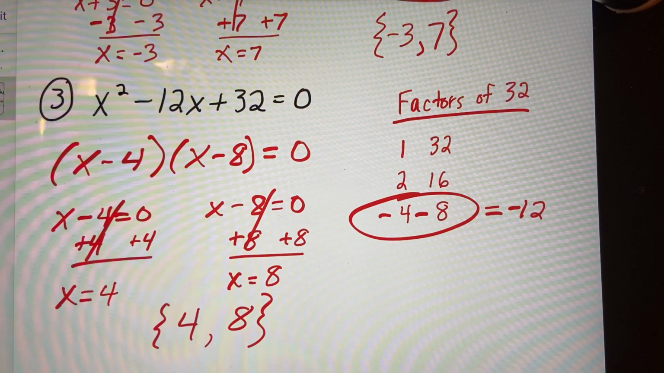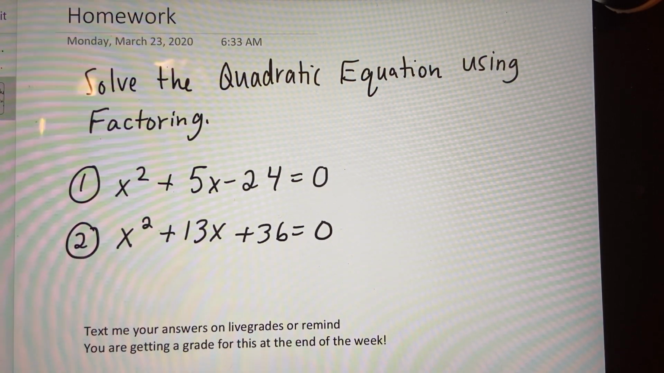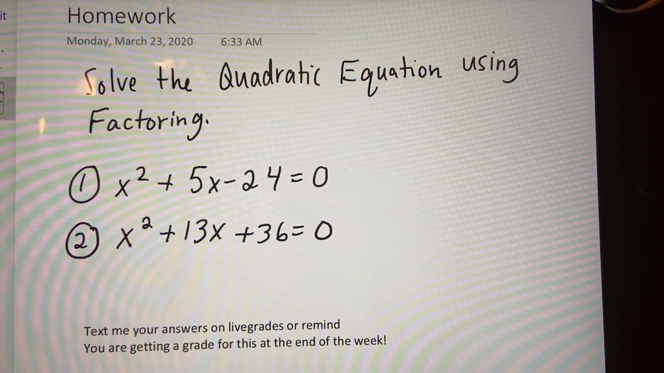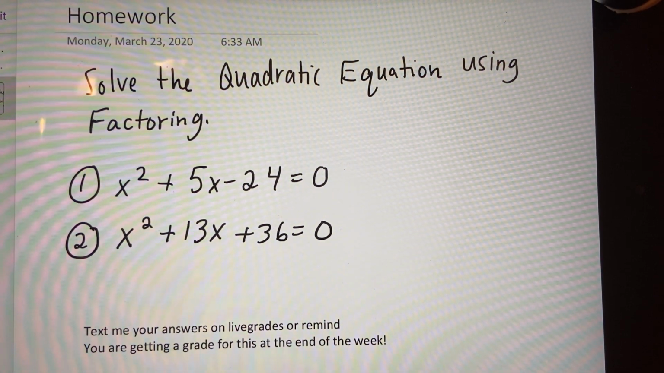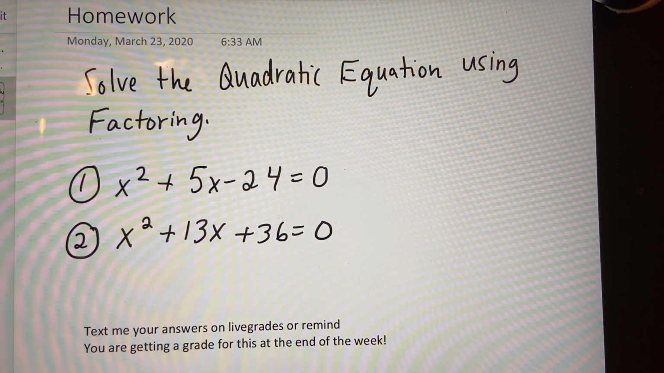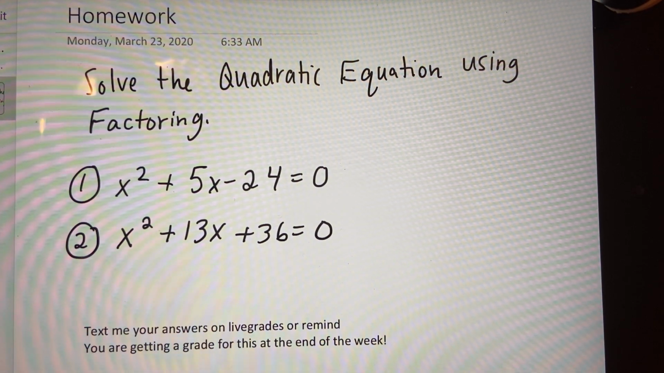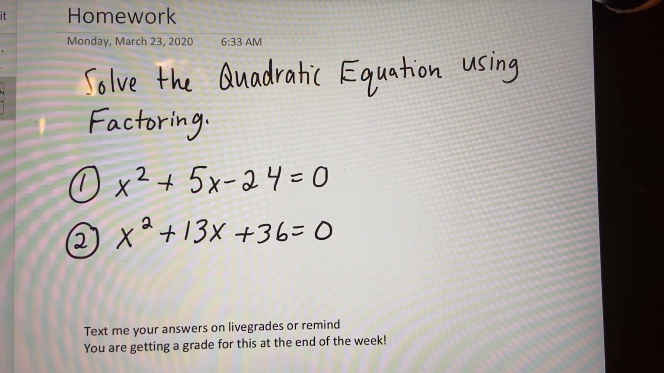Now for your homework today, I have 2 problems listed. You're going to solve the quadratic equation using factoring. You can see the 2 problems here. I've got x squared plus 5x minus 24 equals 0. And the other problem says x squared plus 13x plus 36 equals 0. I want you to text your answers on LiveGrades or Remind. You are getting a grade for this by the end of the week.